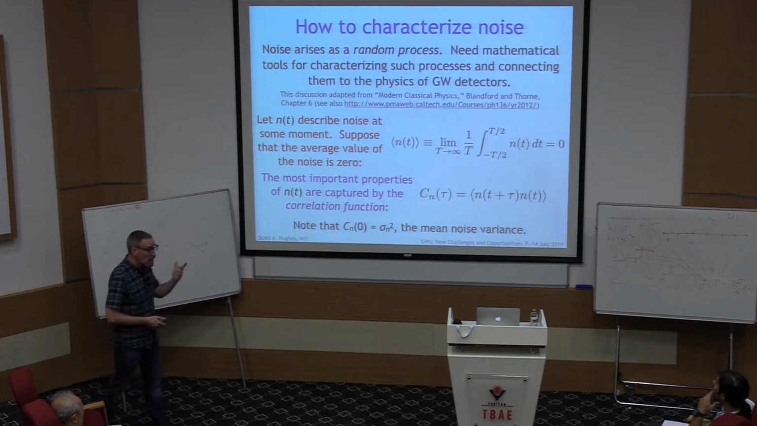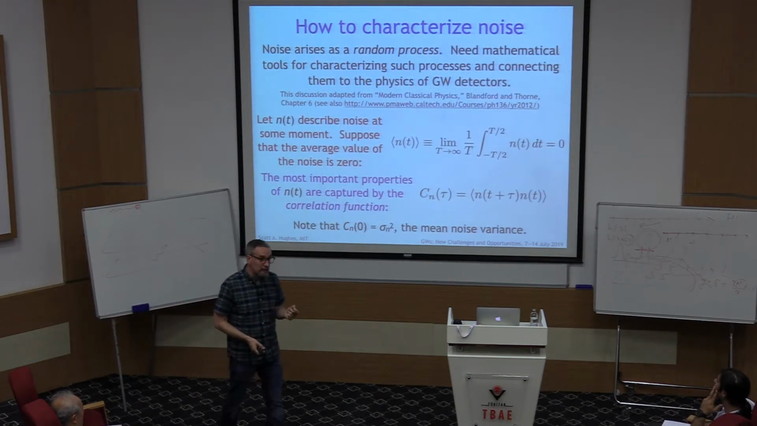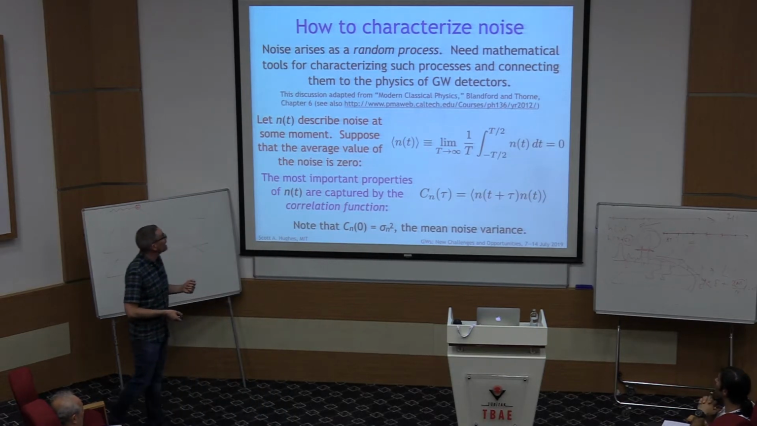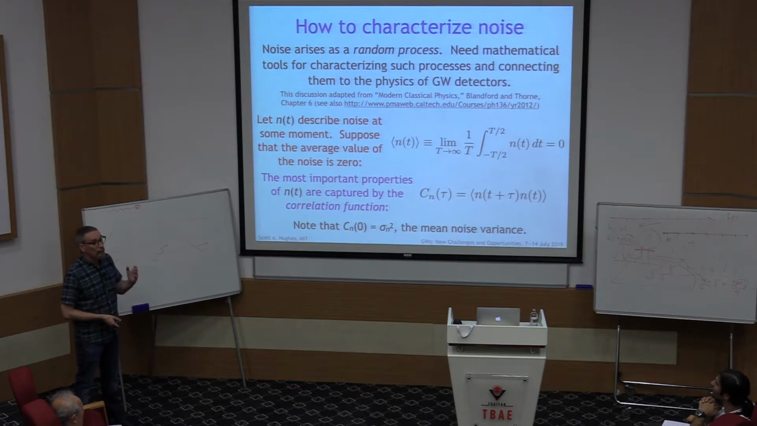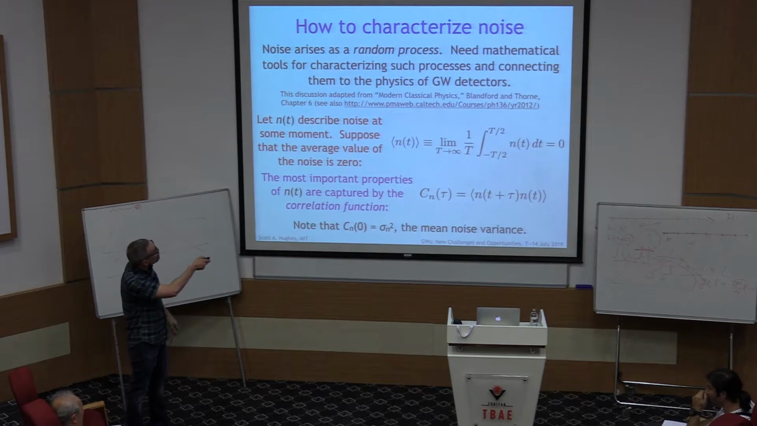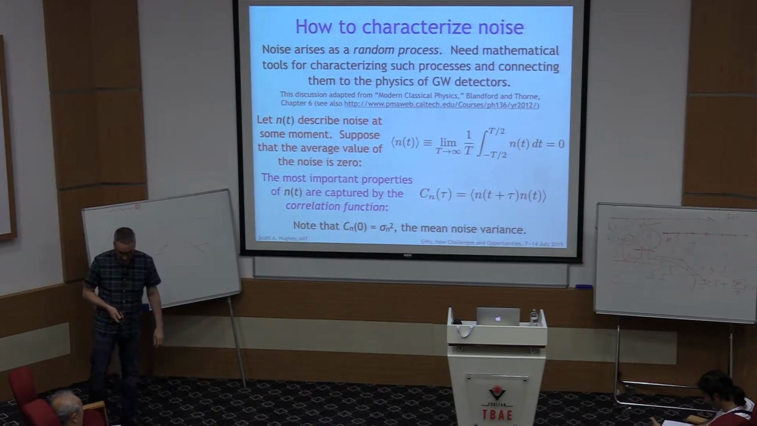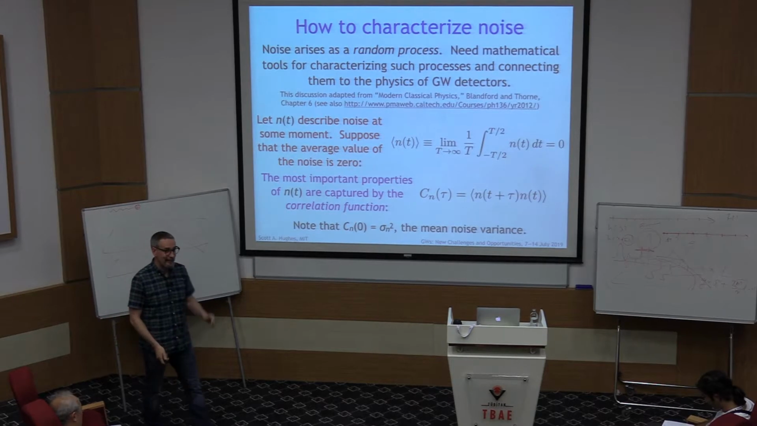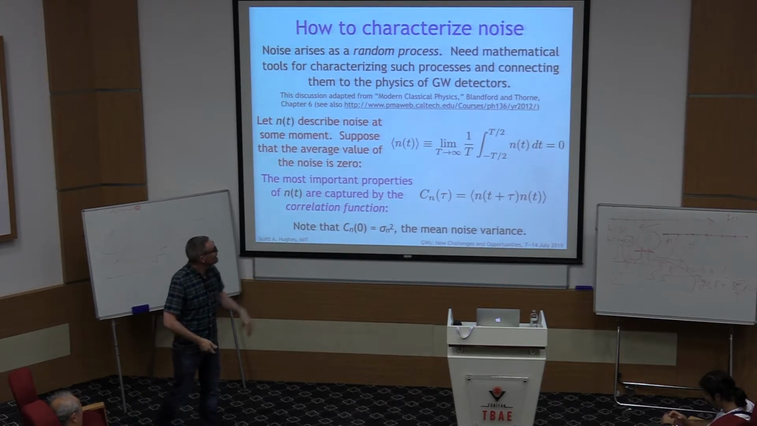Now, I'm going to describe a little bit of the mathematics that underlies the spectral density that played a starring role in some of Badri's lectures today. Noise arises from a random process. If it's not random, it's not noise. So we need to develop some mathematical tools for characterizing these. The discussion I'm using here is adapted from a textbook that was recently written by Roger Blandford and Kip Thorne. Many of us suffered through a course when we were graduate students at Caltech as this book was being developed.